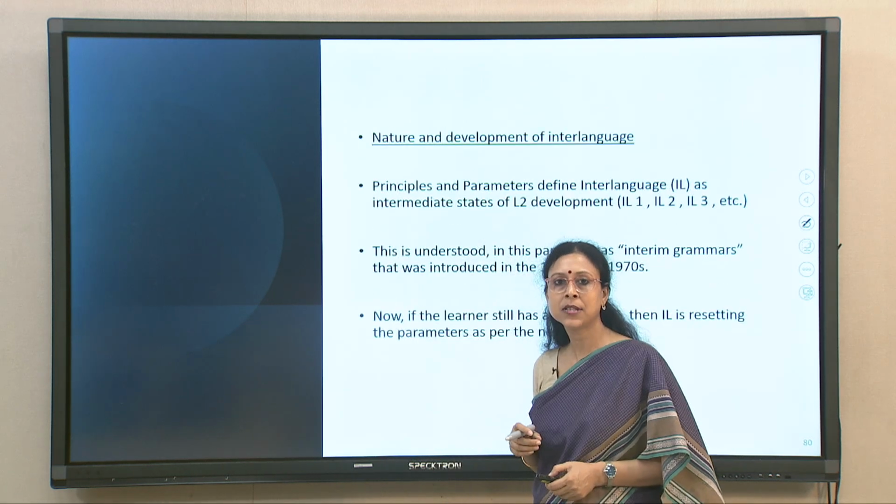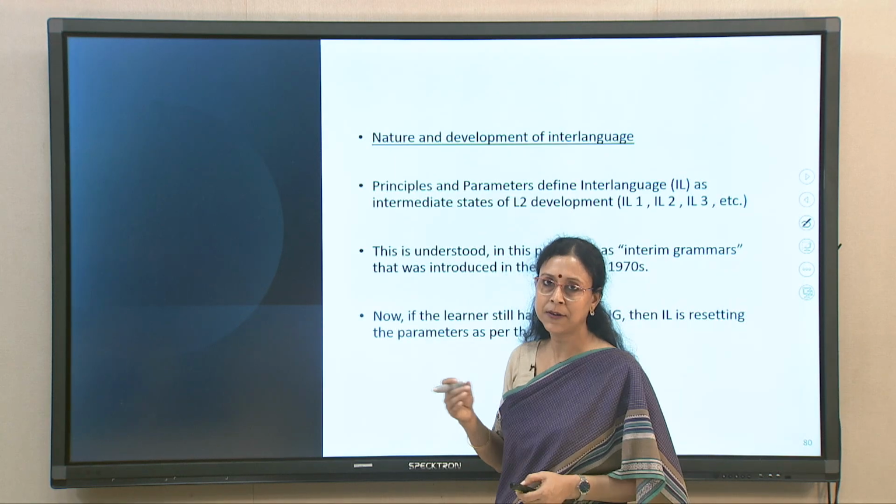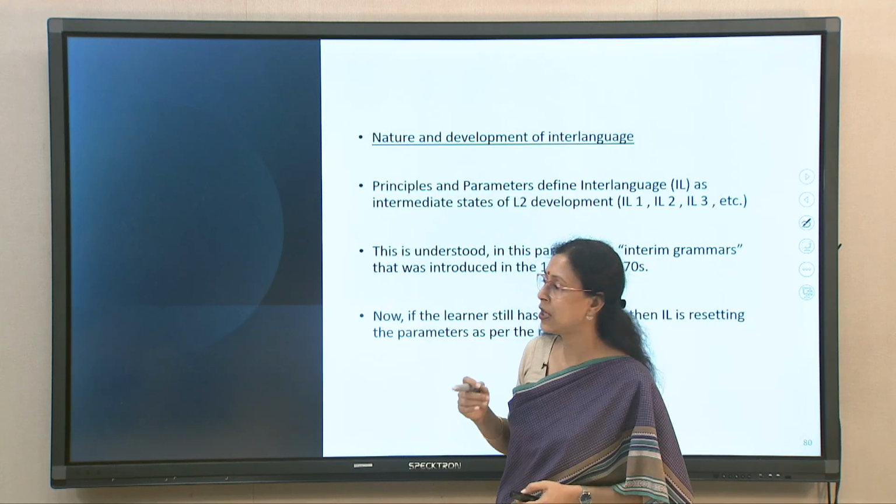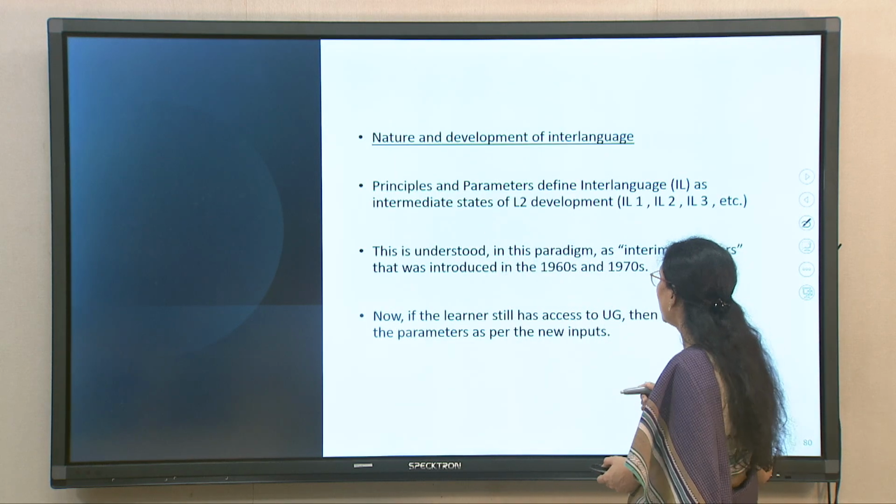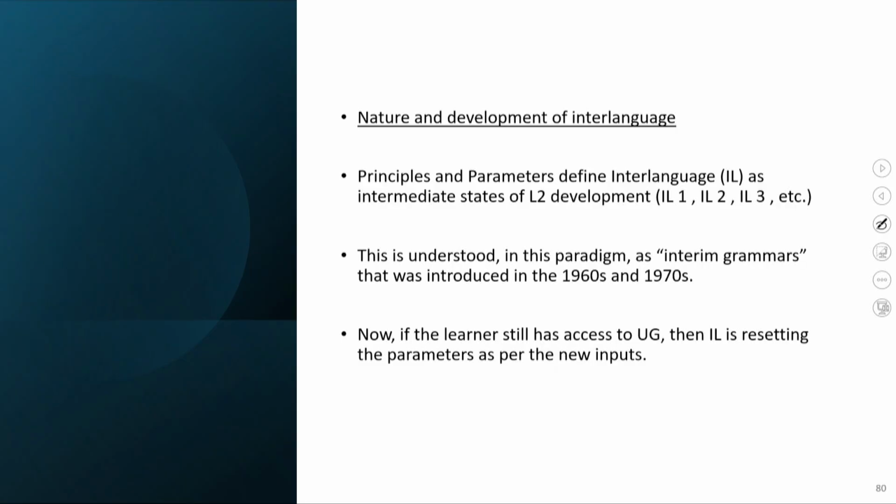Then come our interlanguages. In between, after the initial stage and before the final stage, we have the intermediate stages. Principles and parameters will define interlanguage as IL1, IL2, IL3. These are the stages of the interim grammars after the initial state, and this is where your parameters are getting set to the new language.